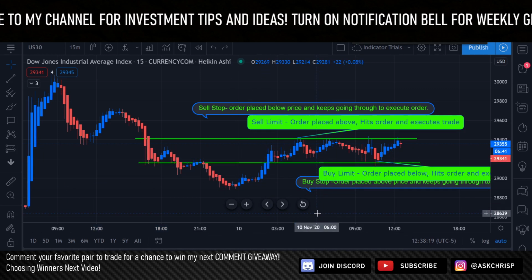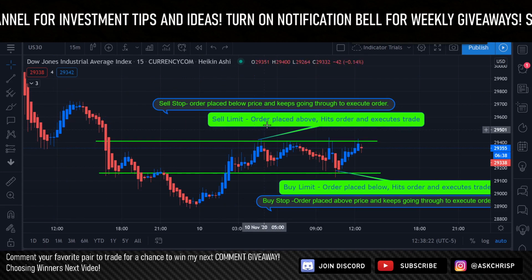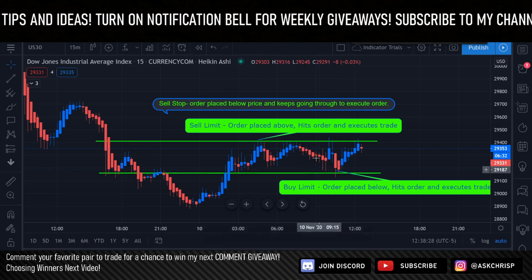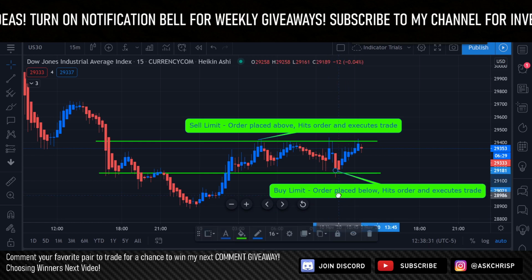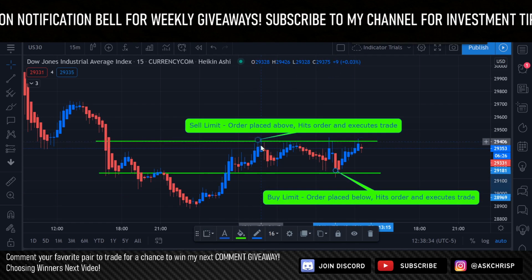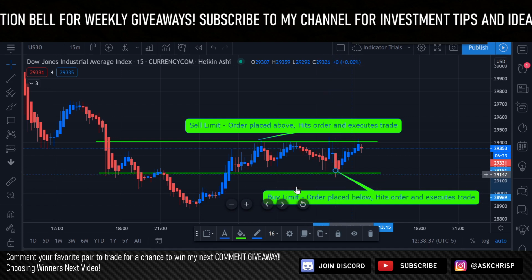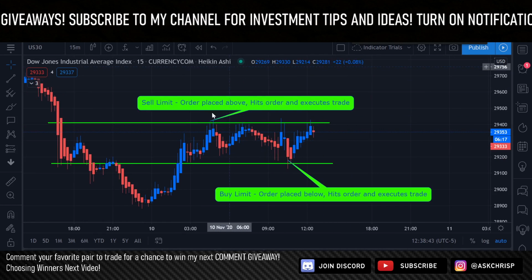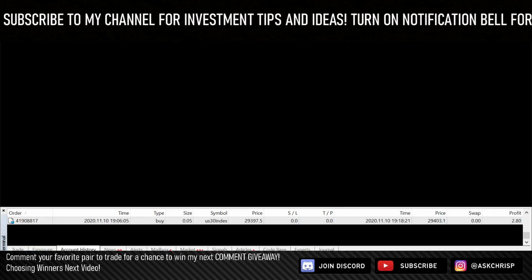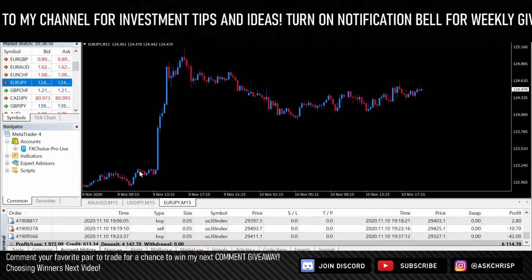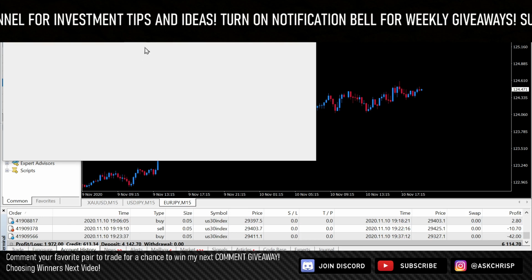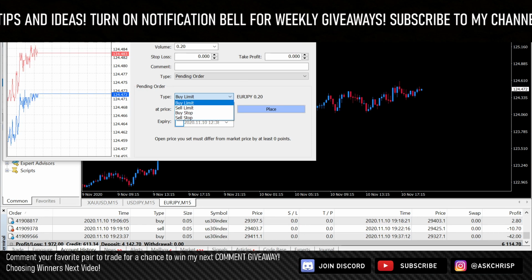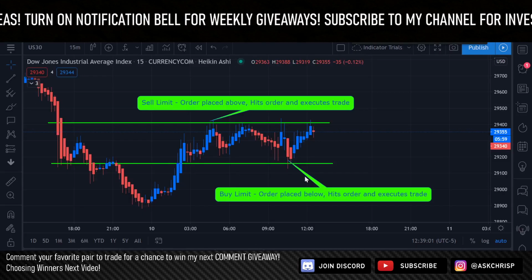Now, what I have marked off here is a few things. First I'm going to go over what a buy and sell limit is. As you can see here, I have specific areas marked off on this chart that will give you an idea of what happens when you put these types of orders. Then I will also go into my actual MT4 and show you exactly how to open up a new order and use buy stop, sell stop, and all that good stuff.